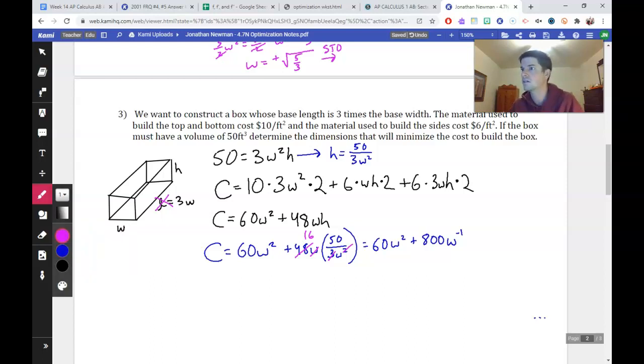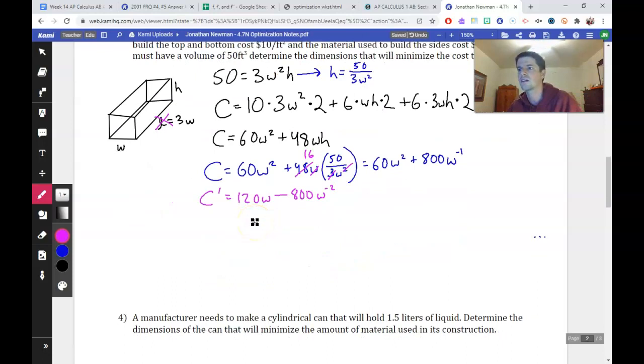I noticed, do I have room here? I think I gave myself some more room. Yeah, we got room. Okay, good. Alright, so C prime is equal to 12W plus, actually minus or plus negative 800W to the negative second. Now, let's combine this and make this one big fraction because remember the next step is finding the critical numbers, and it helps a lot to have that in fraction.